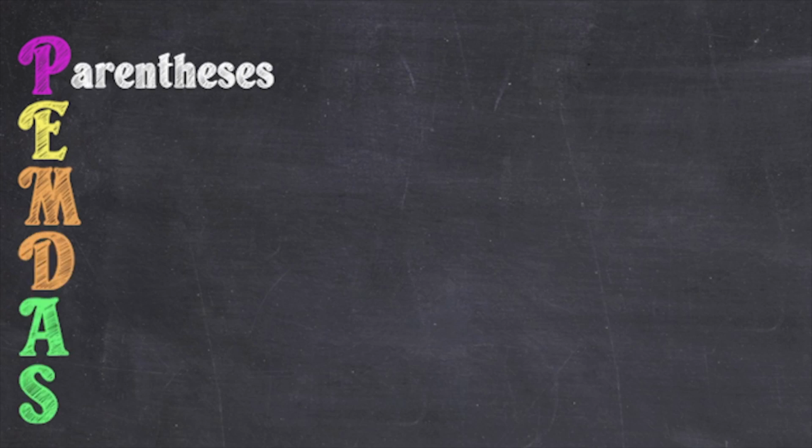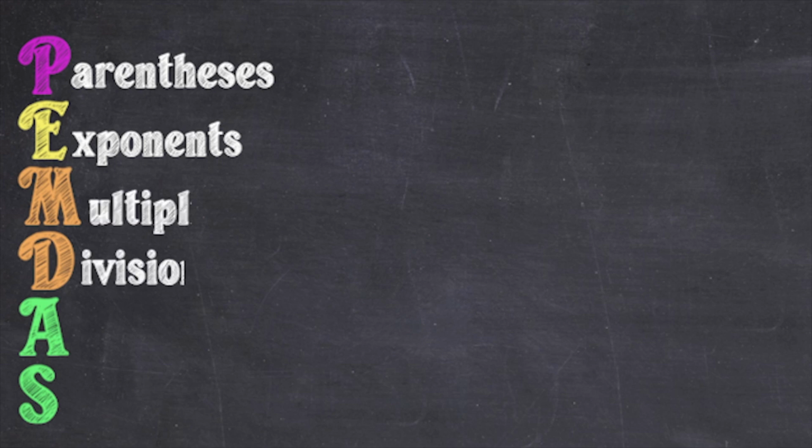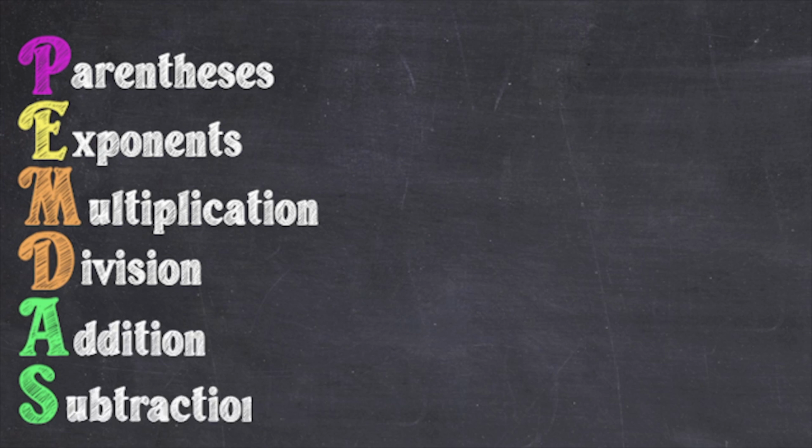Remember, if you are ever trying to simplify an arithmetic expression, make sure to follow the order of operations. Think PEMDAS. The P stands for parentheses and any other grouping symbols. The E stands for exponents. The M and D stand for multiplication and division. And finally, the A and S stand for addition and subtraction. Following these steps, you're ready to simplify any arithmetic expression you want.